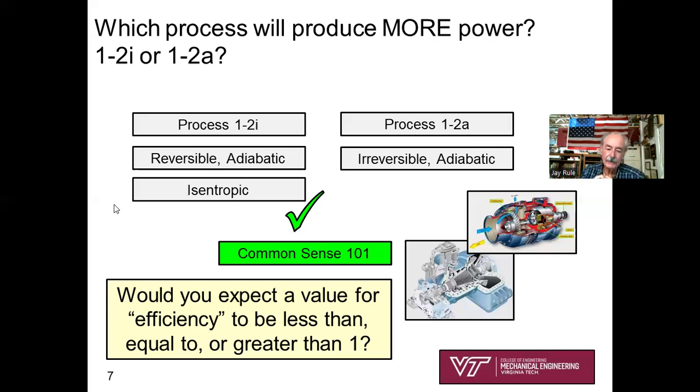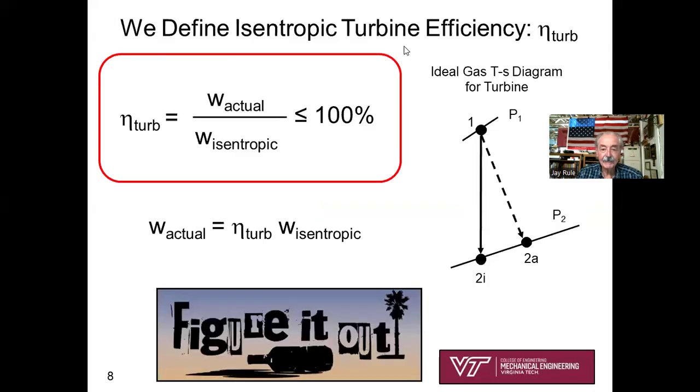Less than 1, greater than 1, or exactly equal to 1? Common sense says an efficiency value is going to be a number less than 100%, less than 1.0. That is correct. That is Common Sense 101. And efficiency had better be less than 100%. So now we can define isentropic turbine efficiency right out of the textbook, but we can do it using some common sense. And here it is.